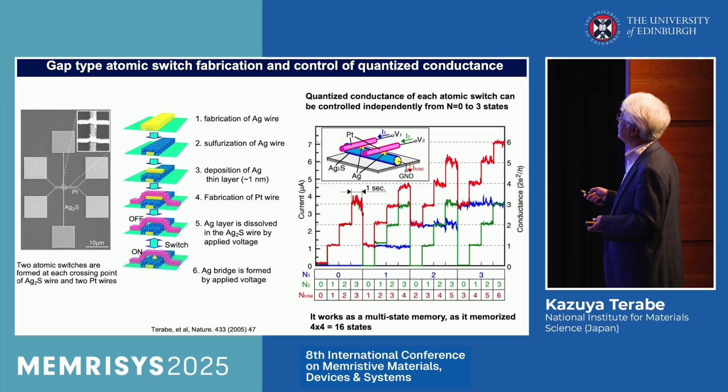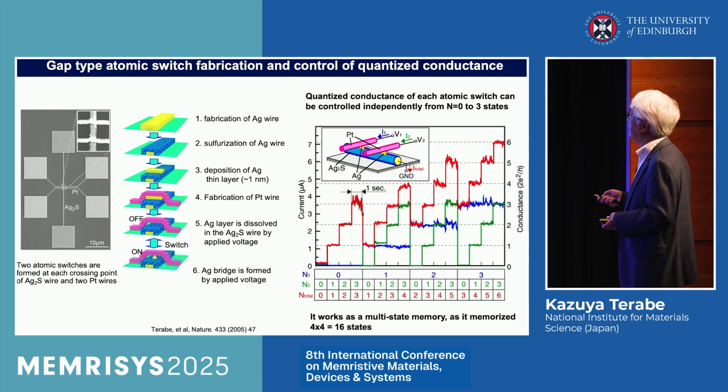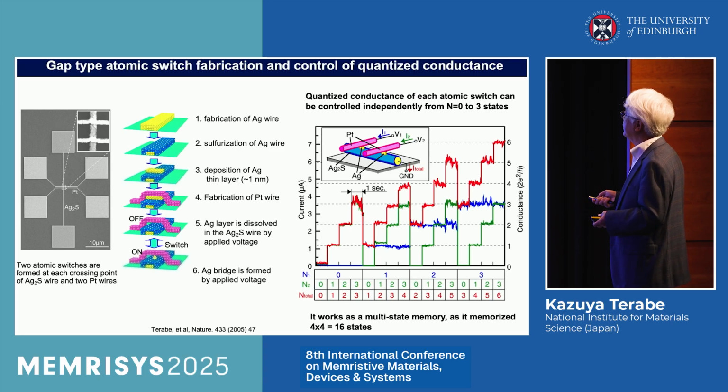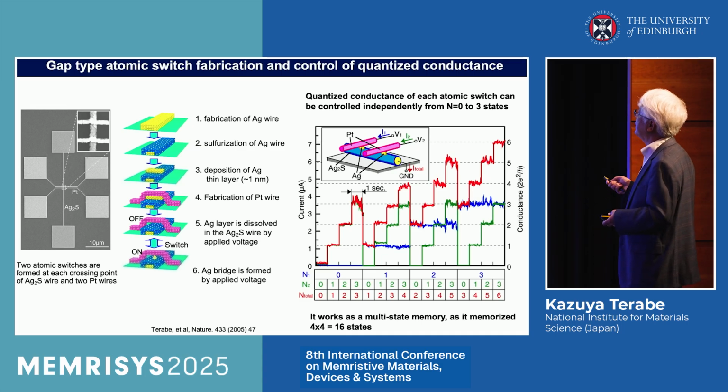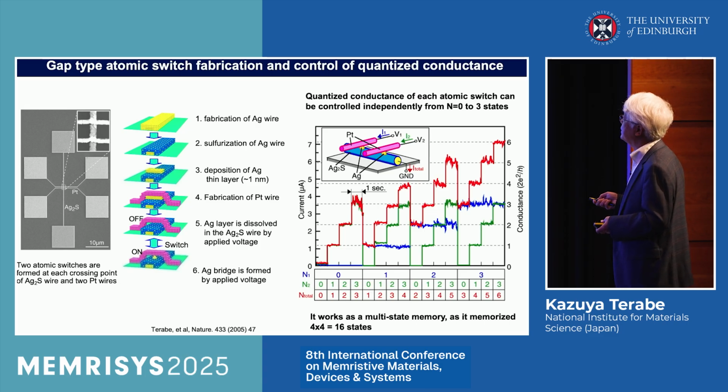This is the second, and 1 or 2 seconds stable. And this number 2 atomic switch, we can also control 1, 2, 3, 1, 2, 3, 1, 2, 3. So totally we can control the 4 states and also the 4 states, totally 16 states are controlled independently. And this is used for multi-state memory.